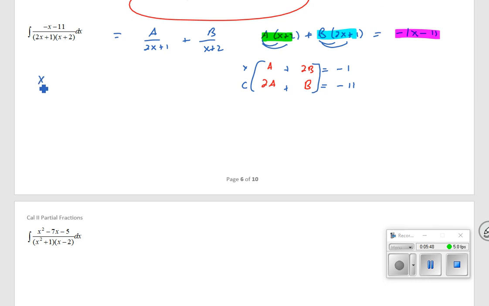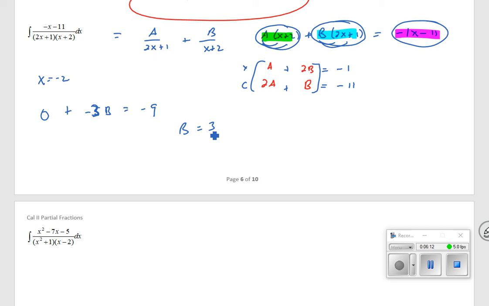Now, if I let x equal negative 2, that becomes 0. If x equals negative 2, that becomes negative 5b. No, negative 3b. And if x is negative 2, that is negative 9. So b is 3. And right here, if b is 3, adding a negative 3, I have a is negative 7. We've done the algebra. Let's look at the calculus.